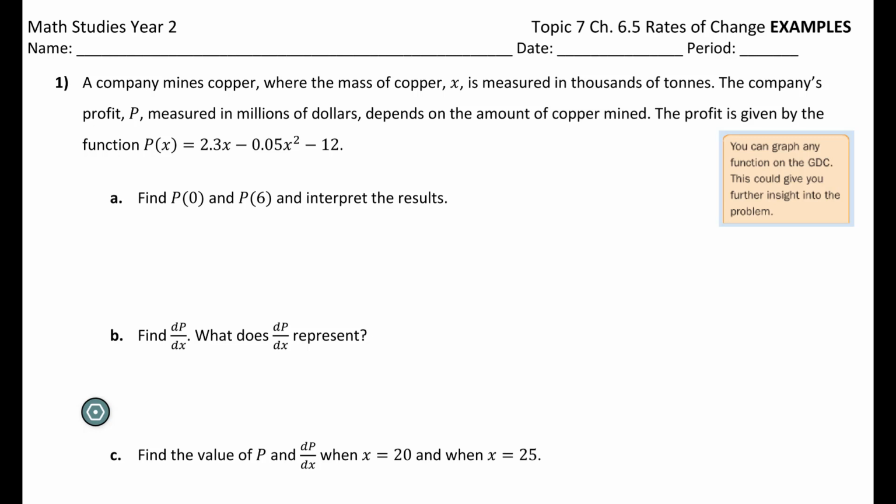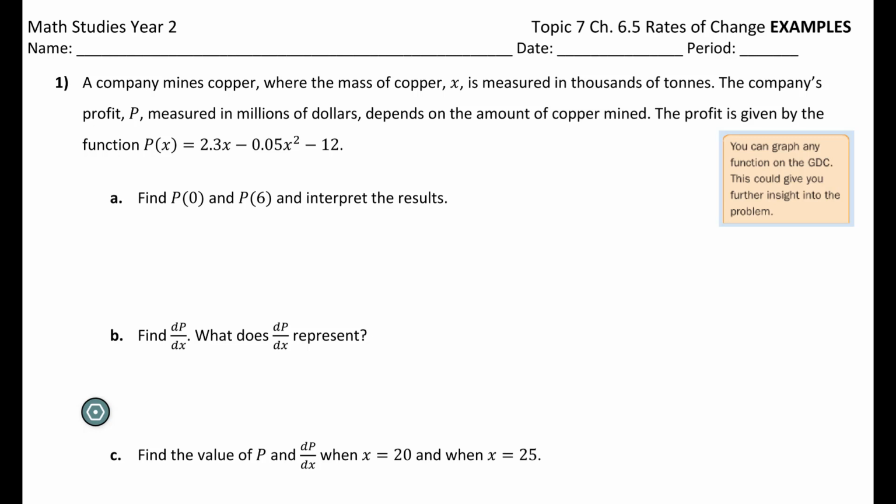A company mines copper where the mass of copper, x, is measured in thousands of tons. The company's profit, P, measured in millions of dollars, depends on that amount of copper that is mined. We have a profit function given by P of x equals 2.3x minus 0.05x squared minus 12.